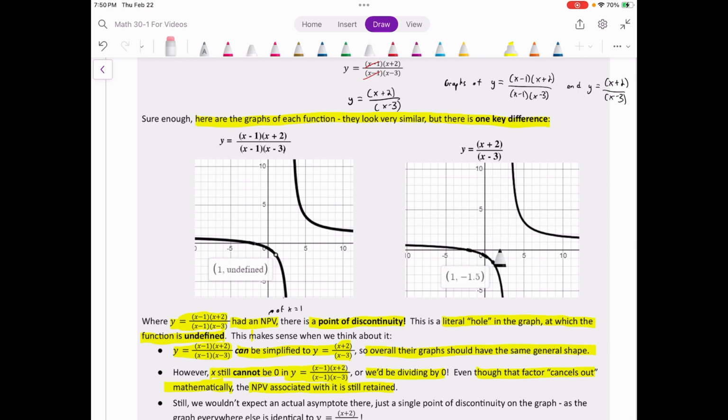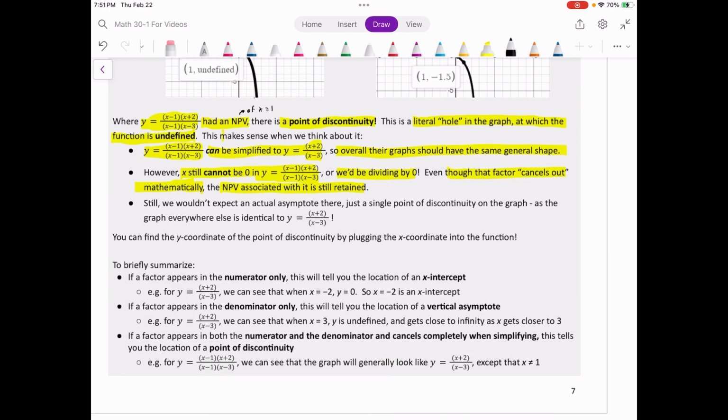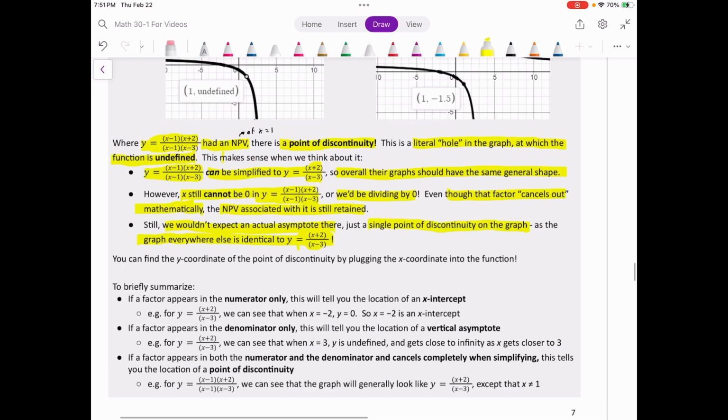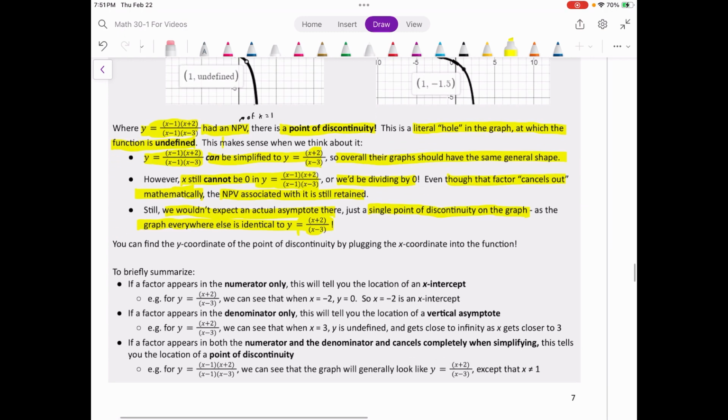And we know this one would never do it. That one, there's no reason for that to have an asymptote at x equals 1. And this is more or less the same equation as this. It just has one more point that's defined than this one, right? So we wouldn't expect an asymptote where it's actually going to really govern the overall behavior of the graph. We just have a hole in our graph, a little spot where it's undefined. We wouldn't expect an actual asymptote there, just a single point of discontinuity on the graph, because everywhere else, it really is identical to y equals x plus 2 over x minus 3. It's just that one point where things turn out a little bit differently, because here we'd be dividing by 0 if x were 1, here we're not, okay?